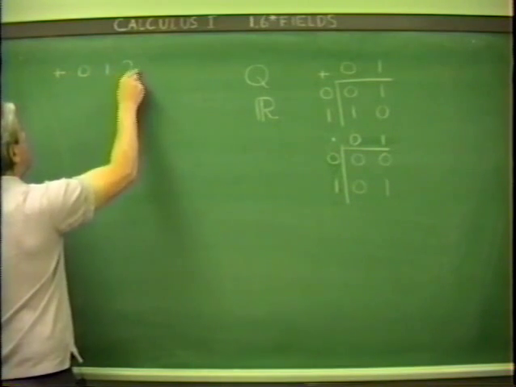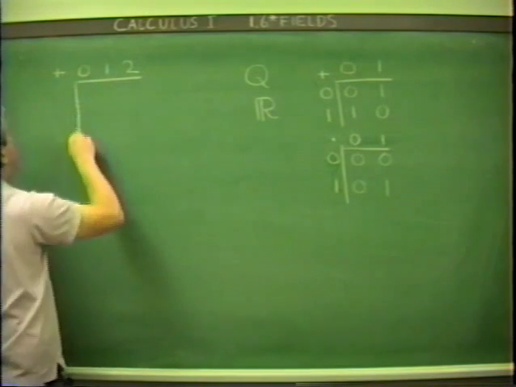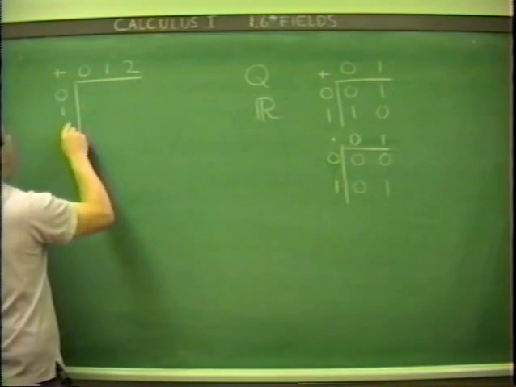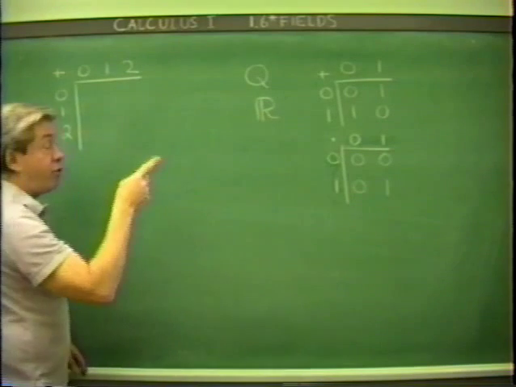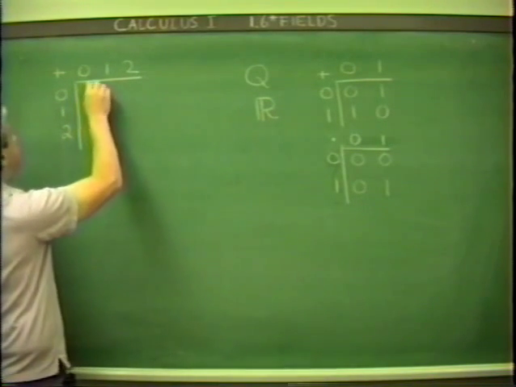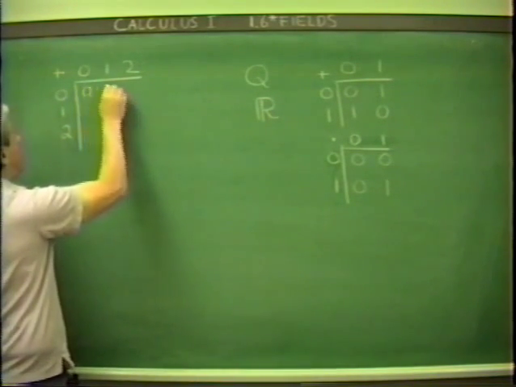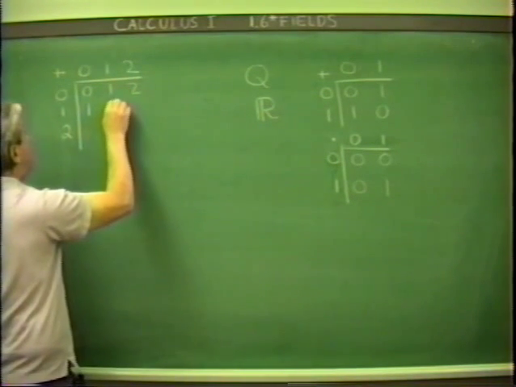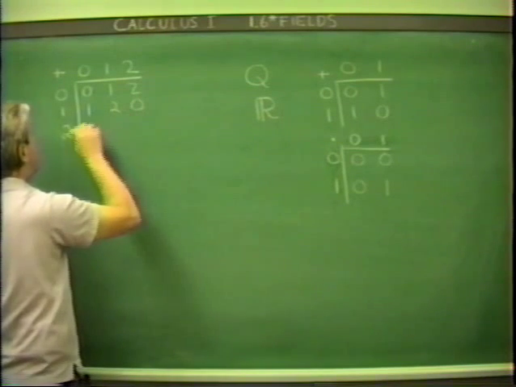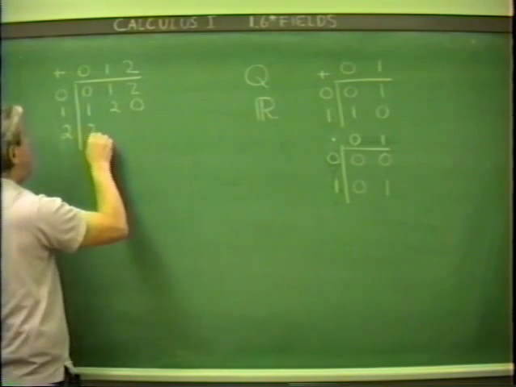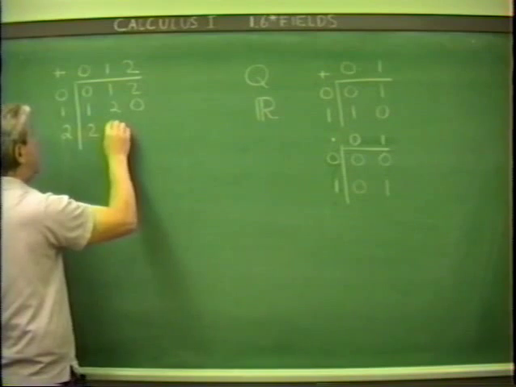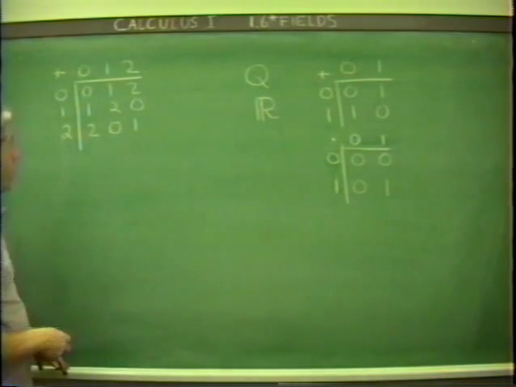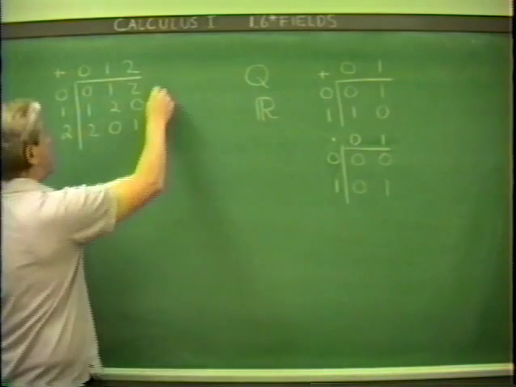For example here, if we took the numbers 0, 1, and 2, we can make out an addition table for them. This is going to be addition modulo 3. That's to say, if we get to 3, we start back over with 0. 0 plus 0, 1, and 2 gives 0, 1, and 2. 1 plus 0, 1, and 2 gives 1, 2, and 0. 2 plus 0 is going to be 2. 2 plus 1 is going to be 0. And 2 plus 2 is going to be 1.